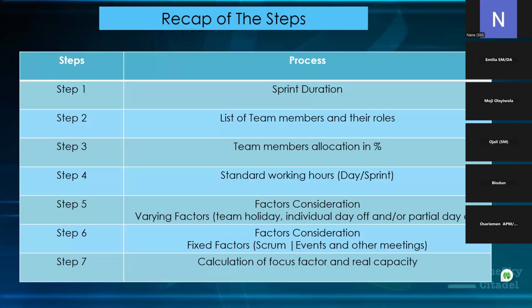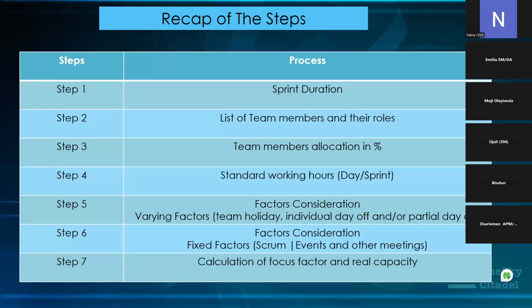Your fourth step is to know the standard working hours in days and in sprints. You need to now consider all those factors that would affect your planning. The varying one is not fixed. The varying ones are the team holiday, individual day off, and partial day off, which need to come in. And then the fixed ones will be your Scrum event ceremonies and other meetings.